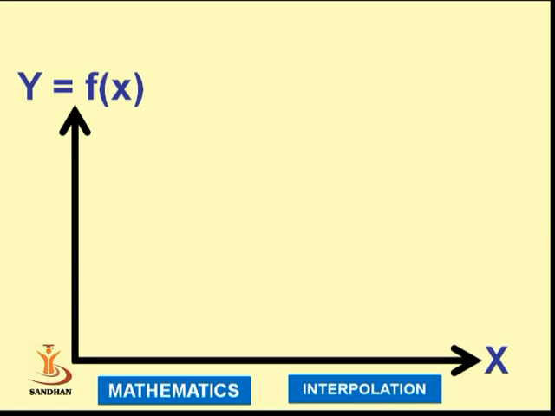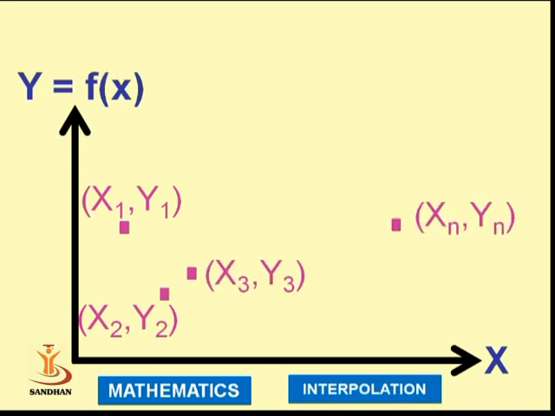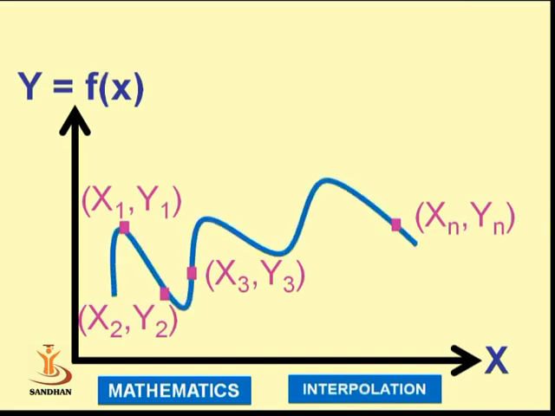Let us say we have got n set of points, say x1, y1, that is at x equal to x1, y is equal to y1, x2, y2, x3, y3, so on and so forth, n points, xn, yn. Now, when we plot these points and try to draw the function f of x, this is how it would look. So, if we know f of x explicitly, the blue line denotes the function.